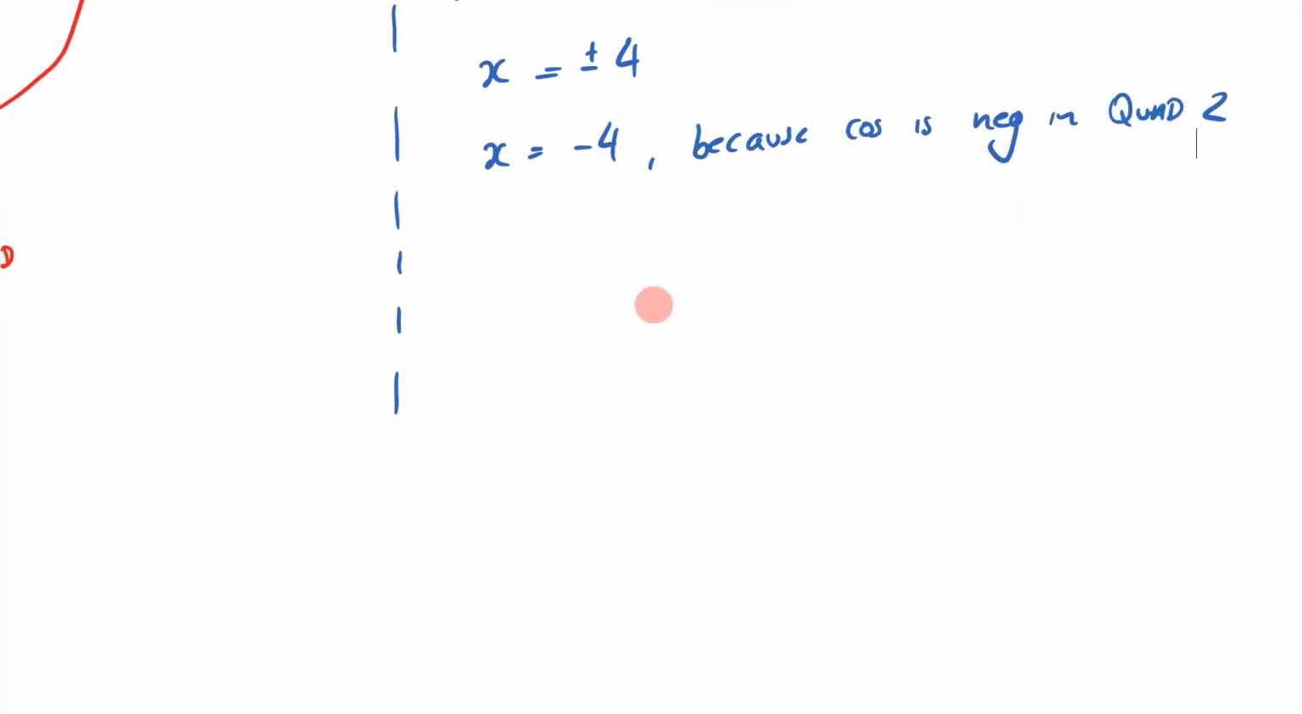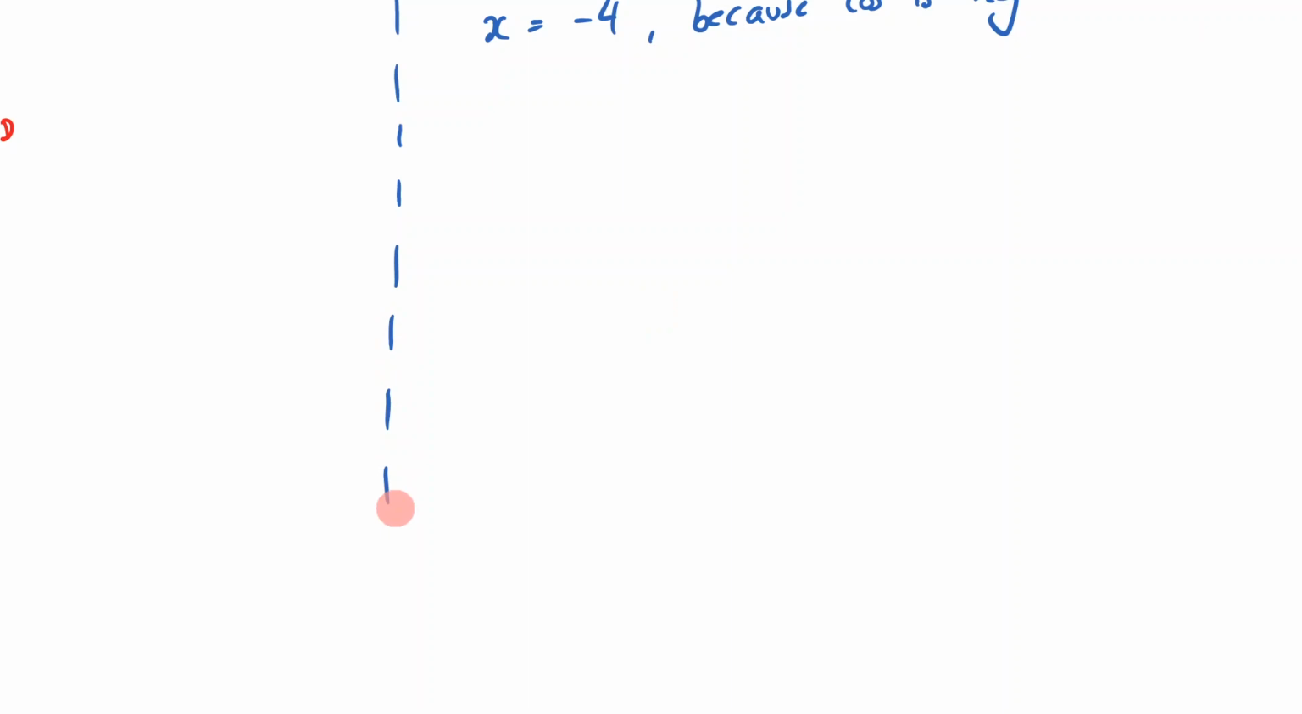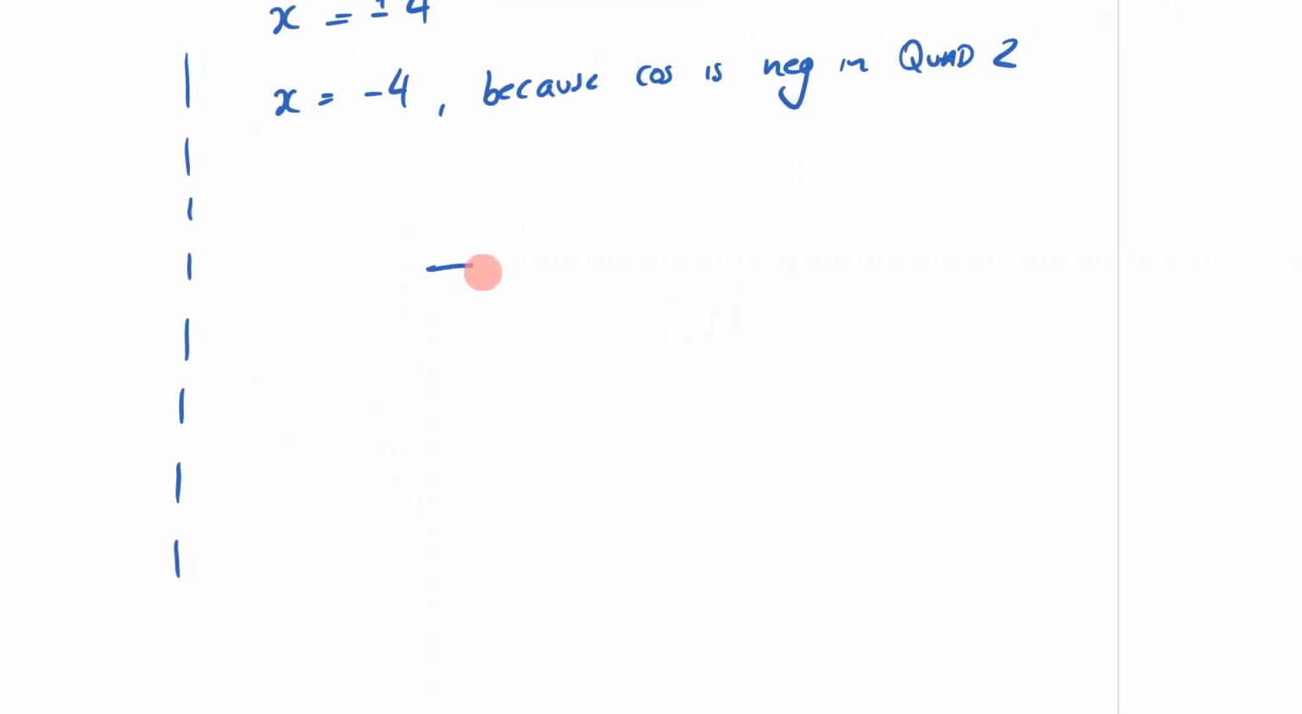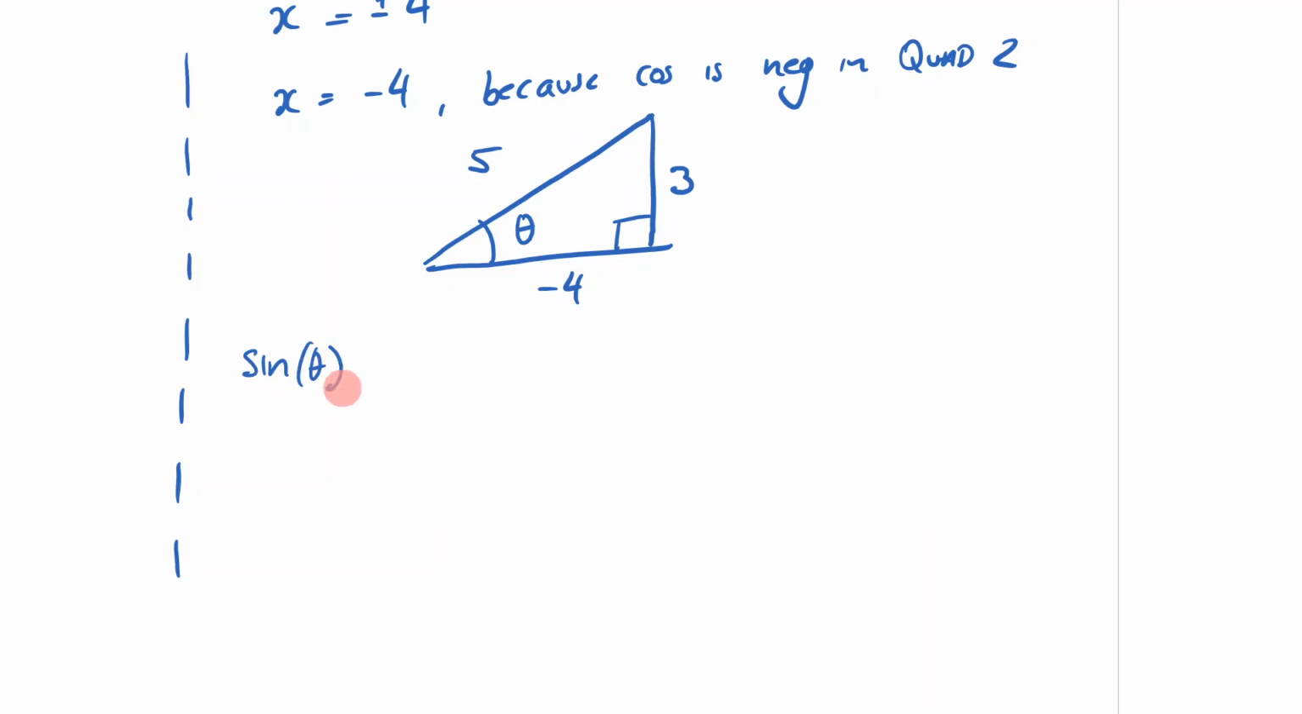Once we've done that, I can draw my triangle again. I know that this is 3, this is 5, this right here was my theta angle, and this was negative 4. Remember, this is a right angle triangle. As you can see, sine of theta is equal to opposite over hypotenuse, 3 on 5. Cos of theta is going to be adjacent over hypotenuse, so negative 4 on 5.